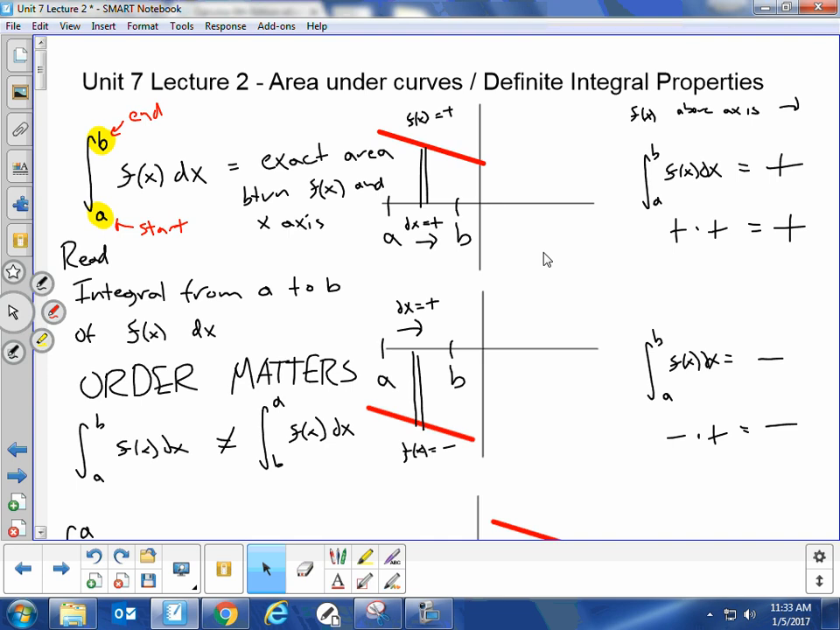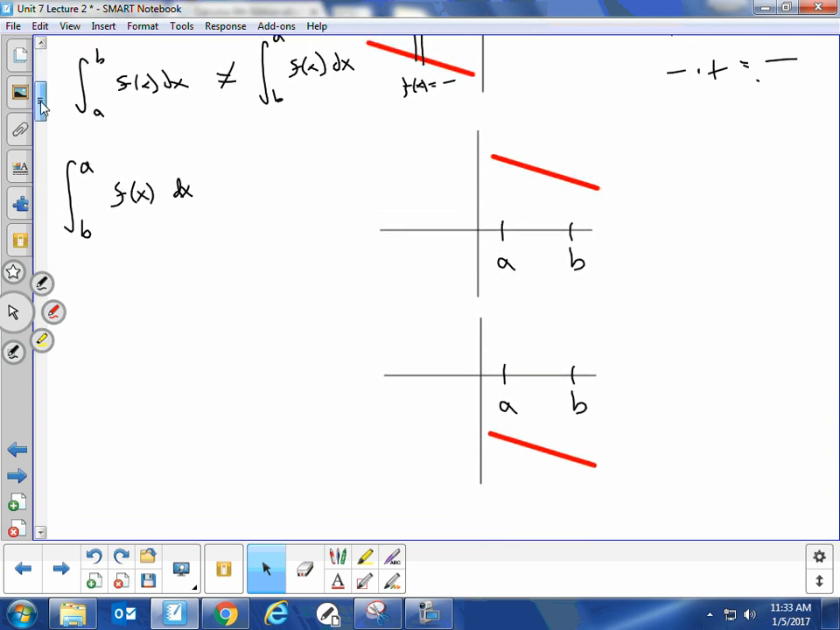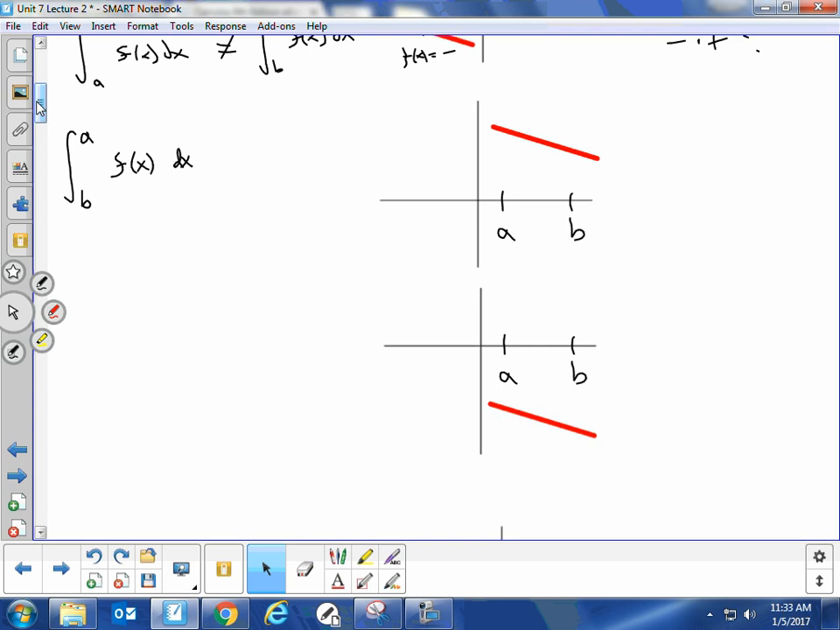If we're above the x-axis, we're positive. If we're below the x-axis, we are negative. If we flip-flop and we go from right to left, from b to a, what do you think the area is going to be compared to the area from a to b?